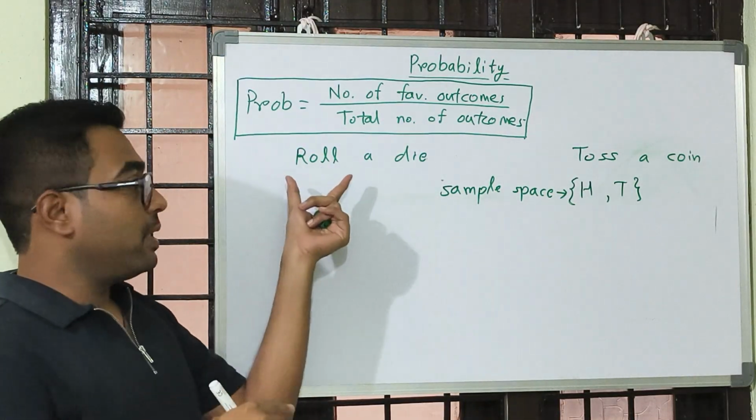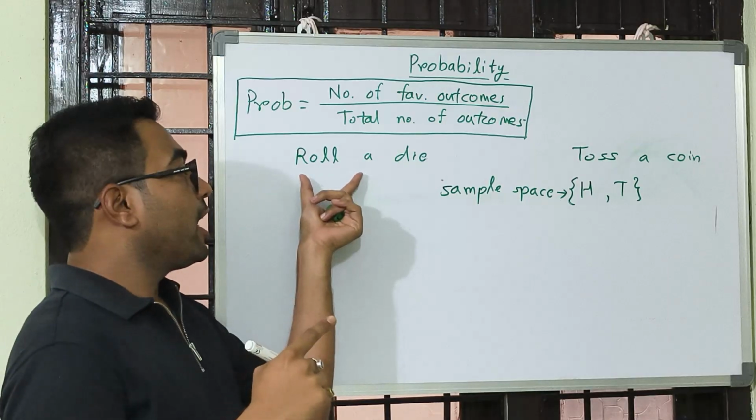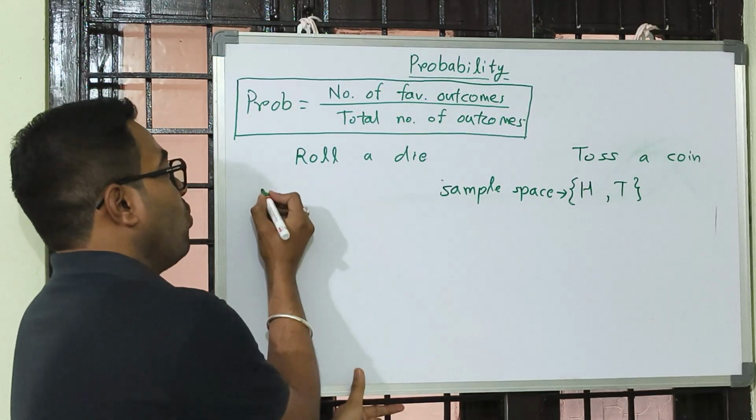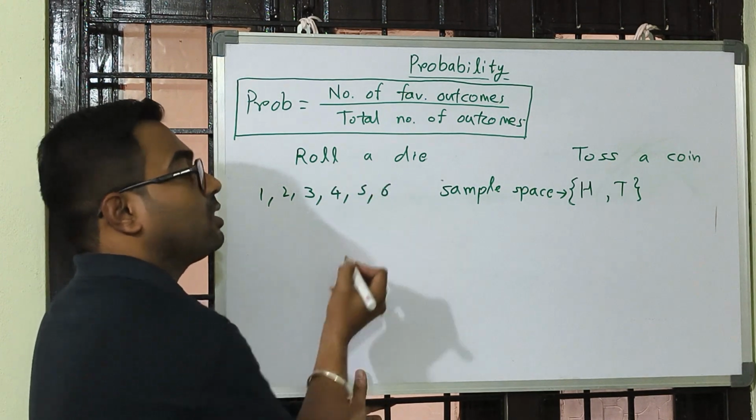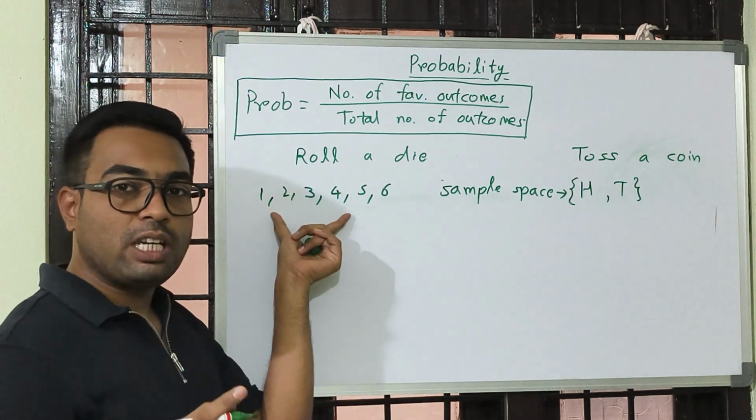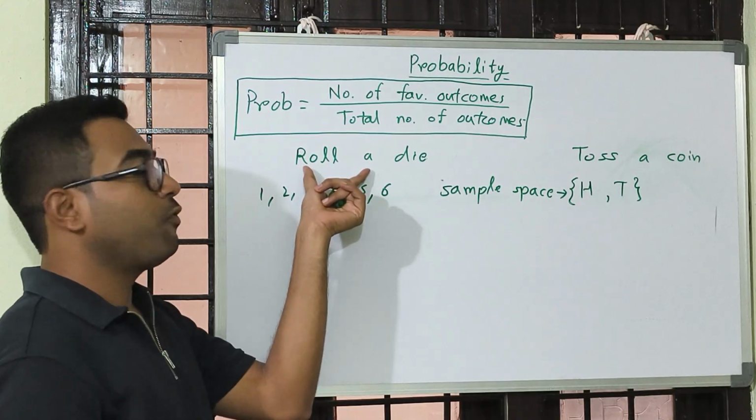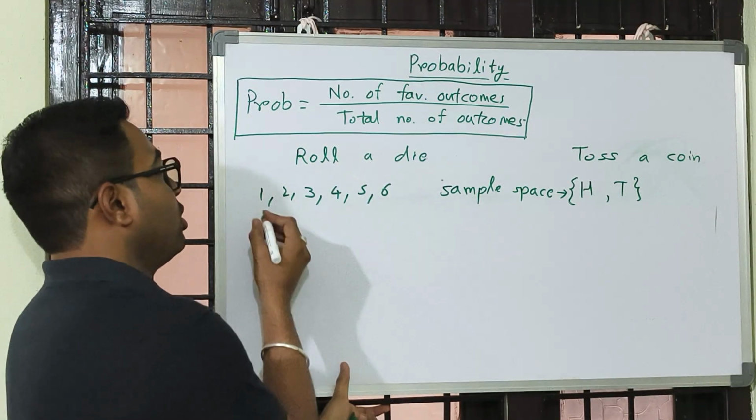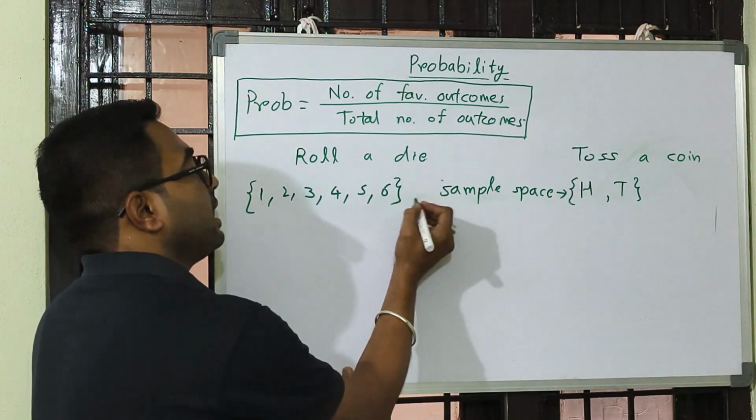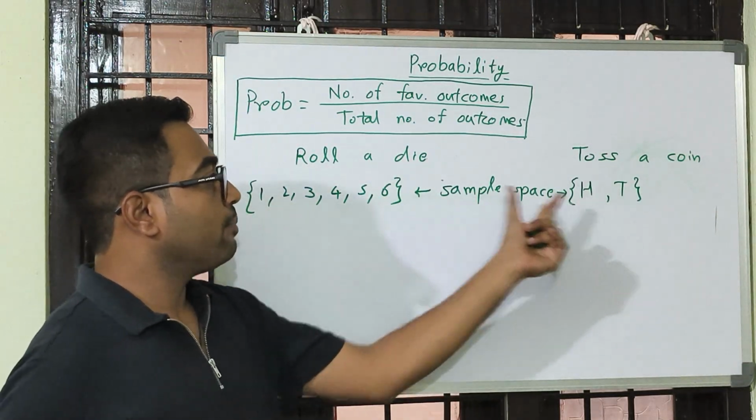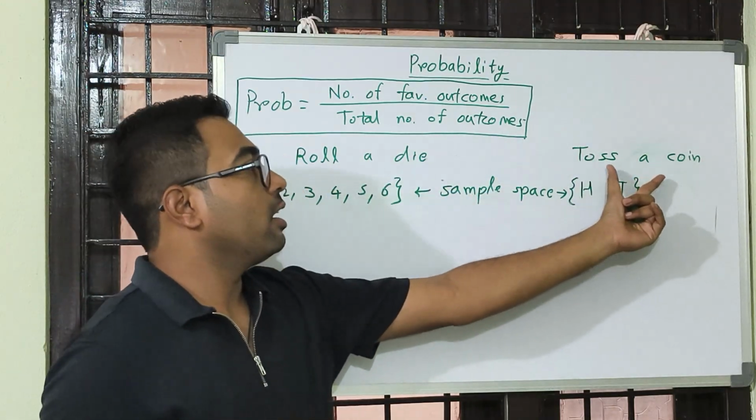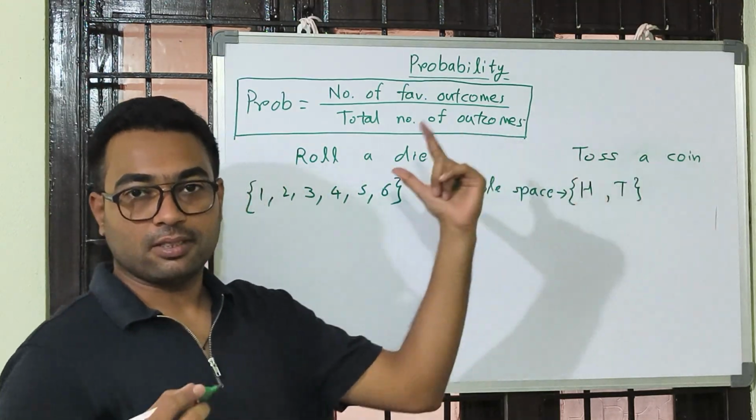And in another example of rolling a die, I can get 1, 2, 3, 4, 5 or 6. These are the only possible outcomes of an experiment of rolling a die. So if I club them in a set, that set is called as sample space. So these are two sample spaces for these two examples.